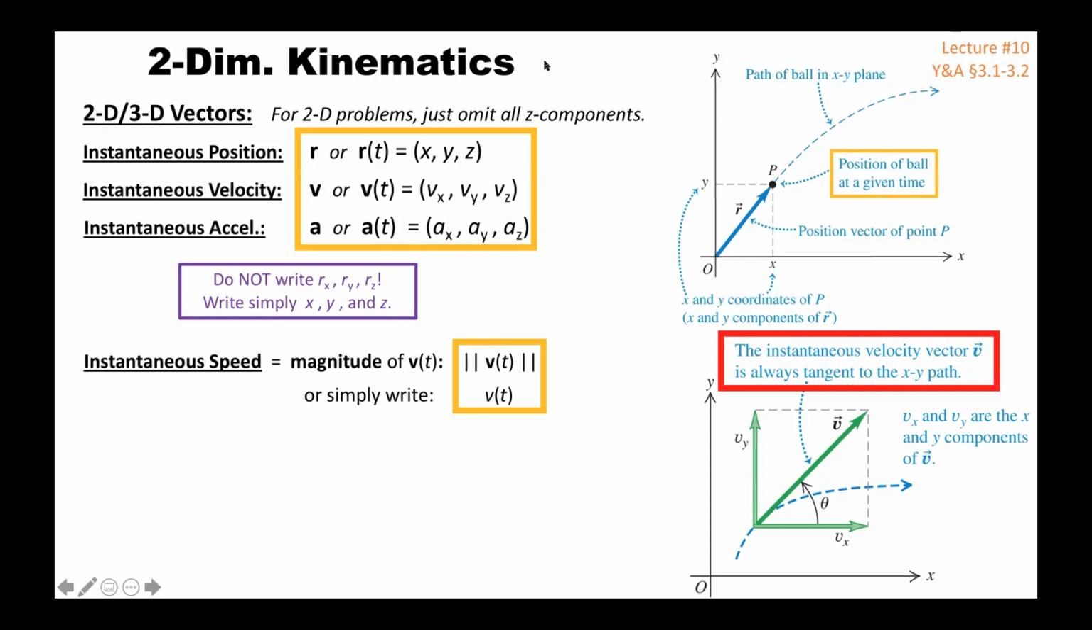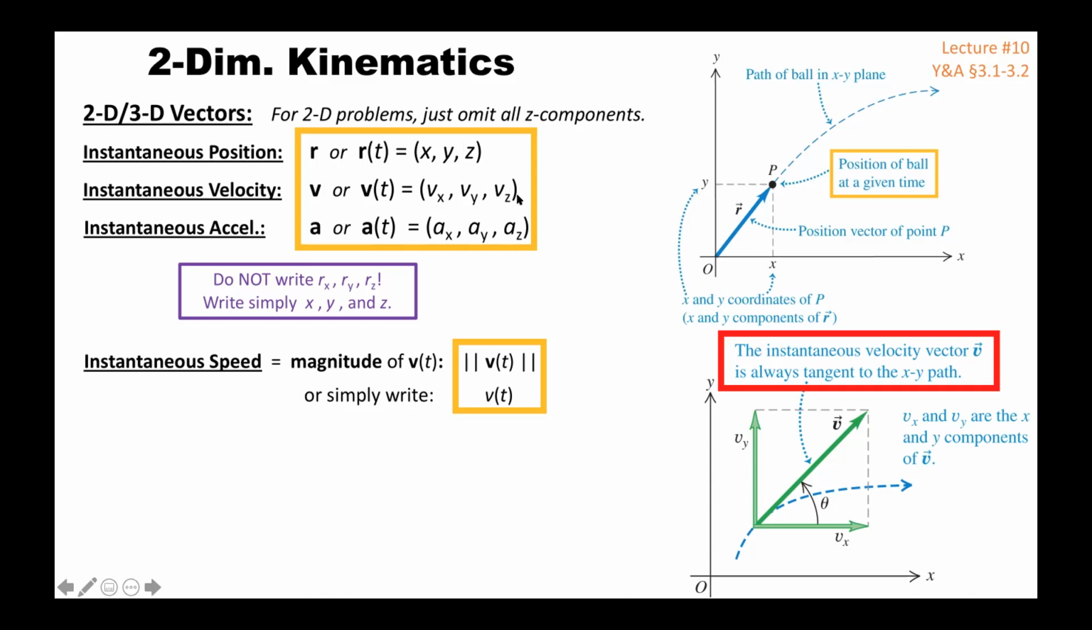So first, we're going to revisit our familiar kinematics definitions and formulas and equations from our one-dimensional problems, only we're going to rewrite them for vectors. That way they will apply in 2 or 3 dimensions, although in this course, we won't have any 3-dimensional problems.